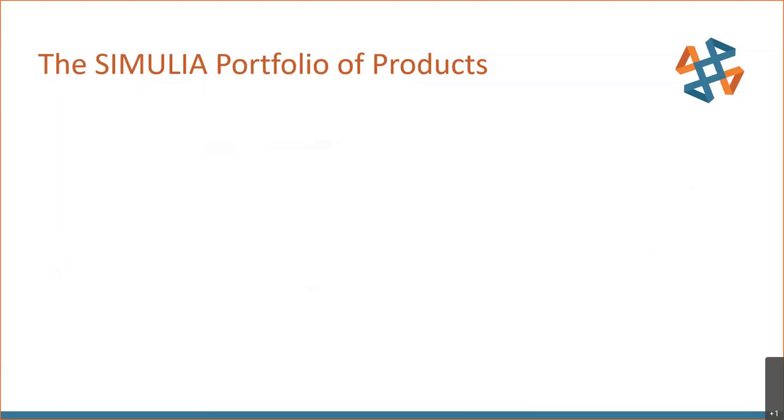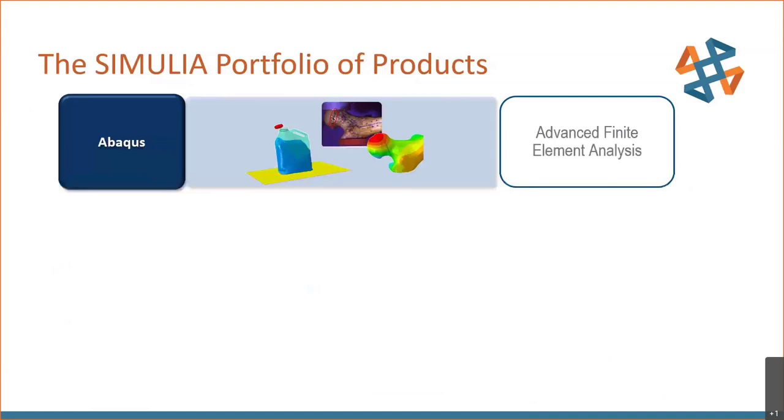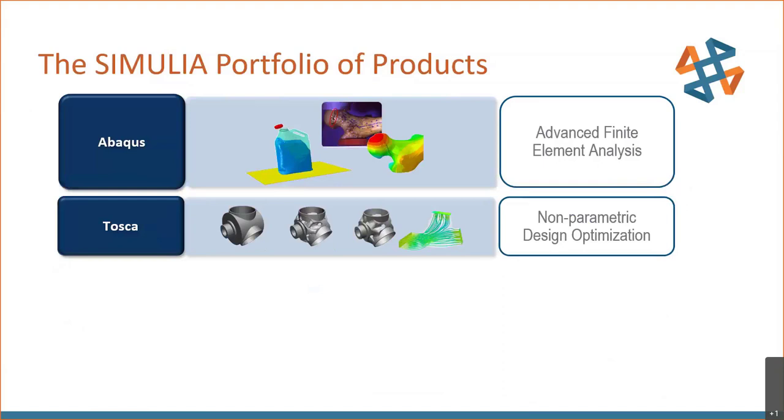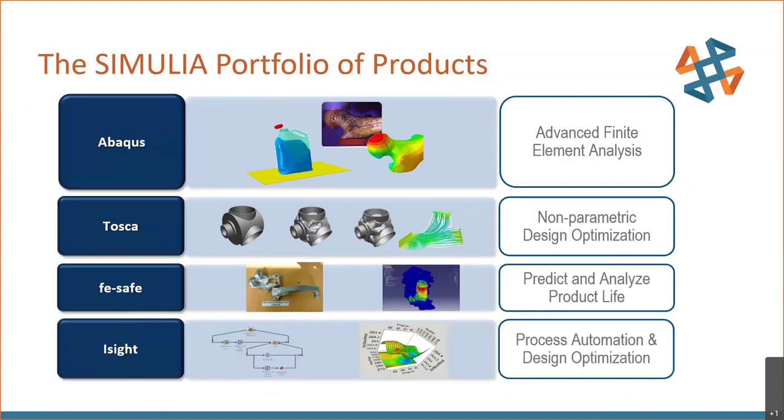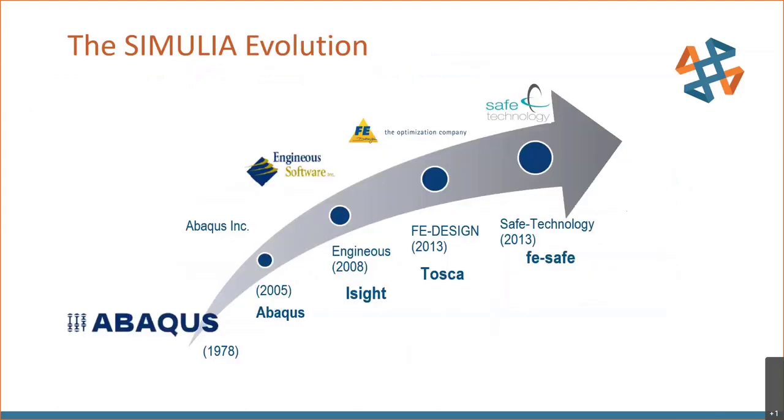All right, so what is this thing I'm calling the SIMULIA portfolio? Here's a summary, and there are four different products that make up the portfolio. The first is Abaqus, which is the advanced finite element analysis tool. Tosca, which offers non-parametric design optimization. feSafe, which is the advanced fatigue analysis software. And finally, iSight, which is a process automation and design optimization tool. So this is the portfolio.